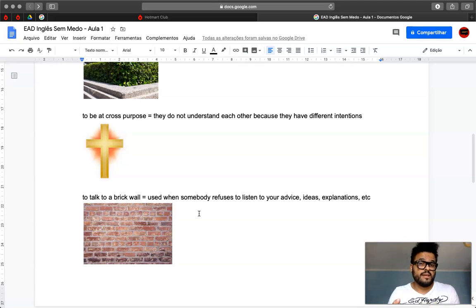So your boss is like a brick wall. When you're talking to your boss, it's like talking to a brick wall because he won't listen. So you just stop convincing or trying to help that person, because that person is too difficult. That person won't listen to you. That's the meaning of the expression.